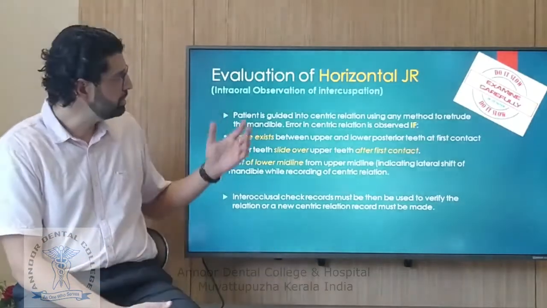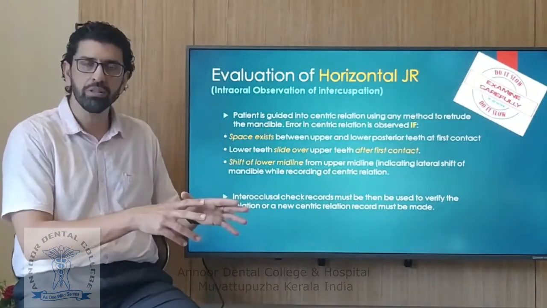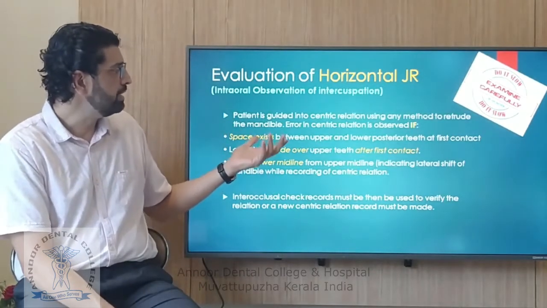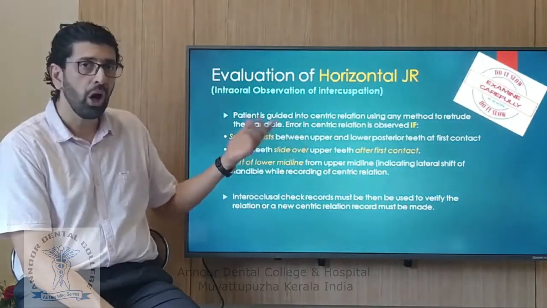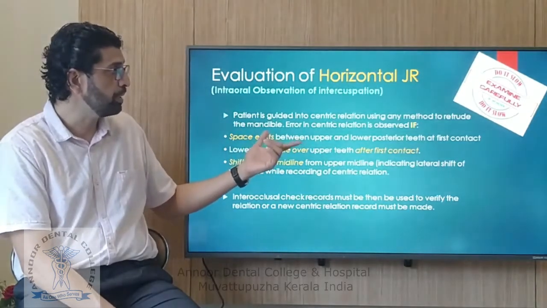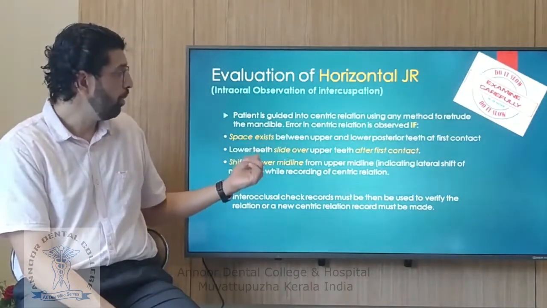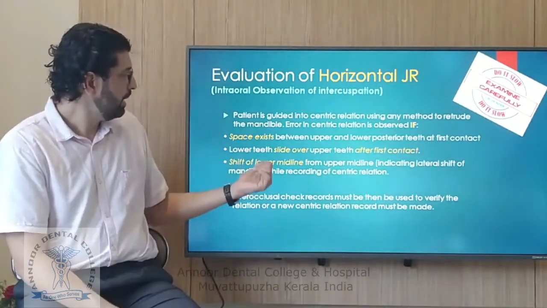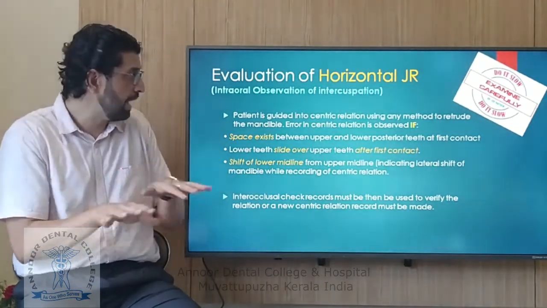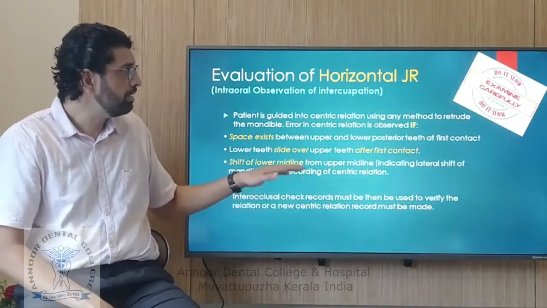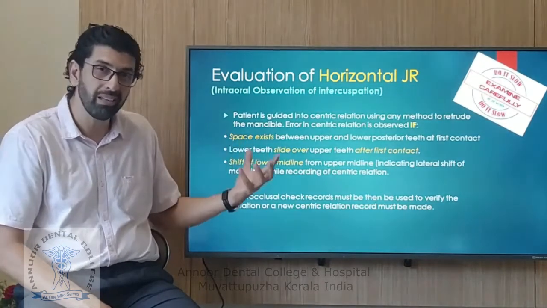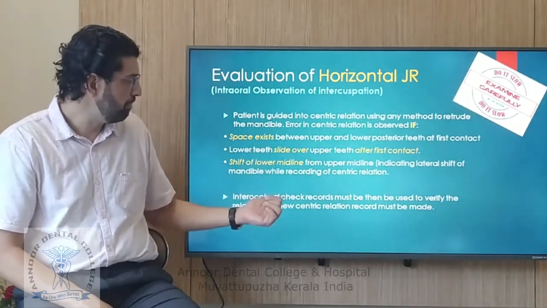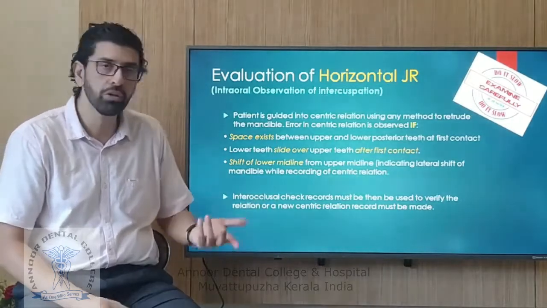So in the intraoral observation of intercuspation, you're going to guide the patient to centric, right? Like how I told you before, if there is an error in centric, how will you know it? Well, you can have a space between the upper and lower posterior teeth at the first contact, or the lower teeth are sliding over the upper teeth after first contact. That means there's a slide. Then there can be a shift of the lower midline, which means there's a lateral slide, right? So these are the three ways in which you really can see if there is an error in the centric relation. So an intraocclusal check record must be made to verify the relation. Otherwise, a new centric relation record must be made.